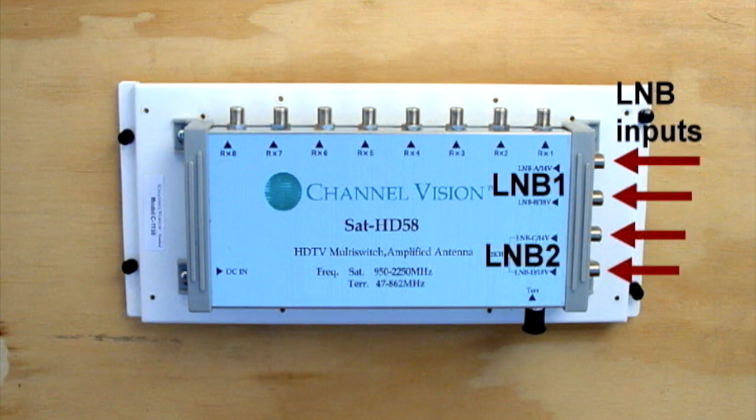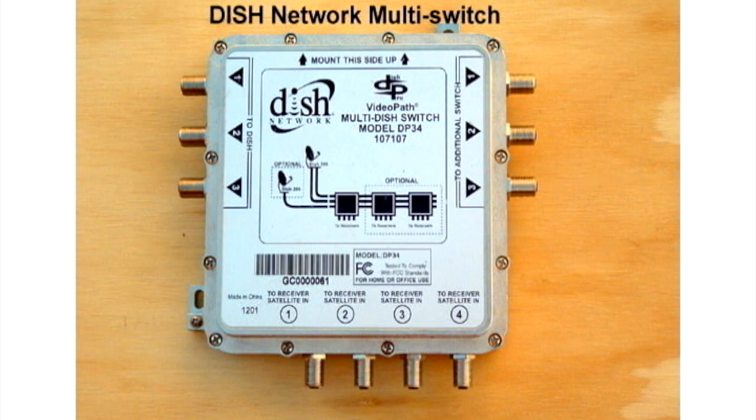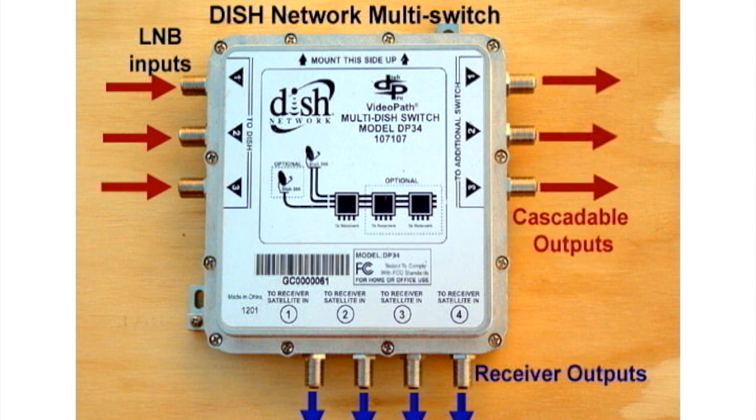DirecTV multi-switches typically have 4 inputs, the left and right-hand outputs from 2 LNBs, and 4 to 8 outputs for receivers. Multi-switches for the Dish network have 2 inputs for the dual LNB that supports both primary satellites, and an extra input for a secondary dish. This model supports 4 receivers, but is cascadable to support up to 12 receivers.